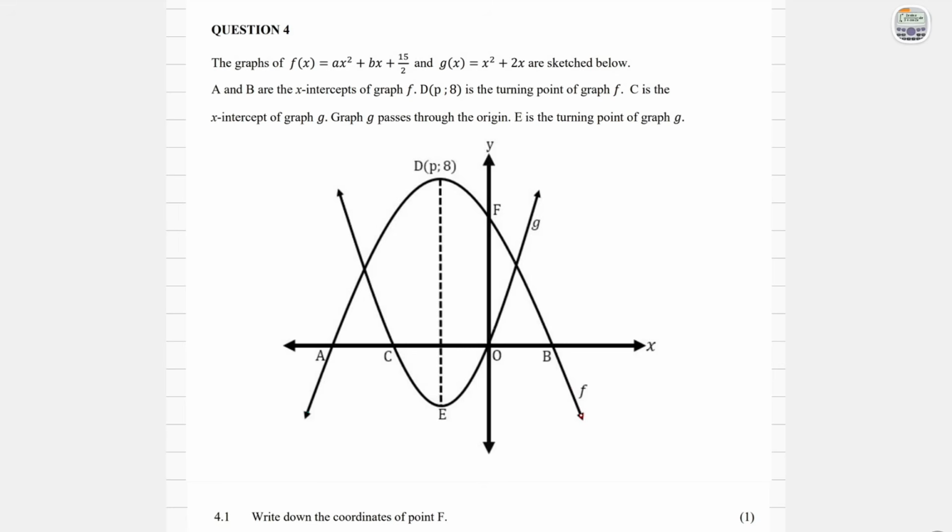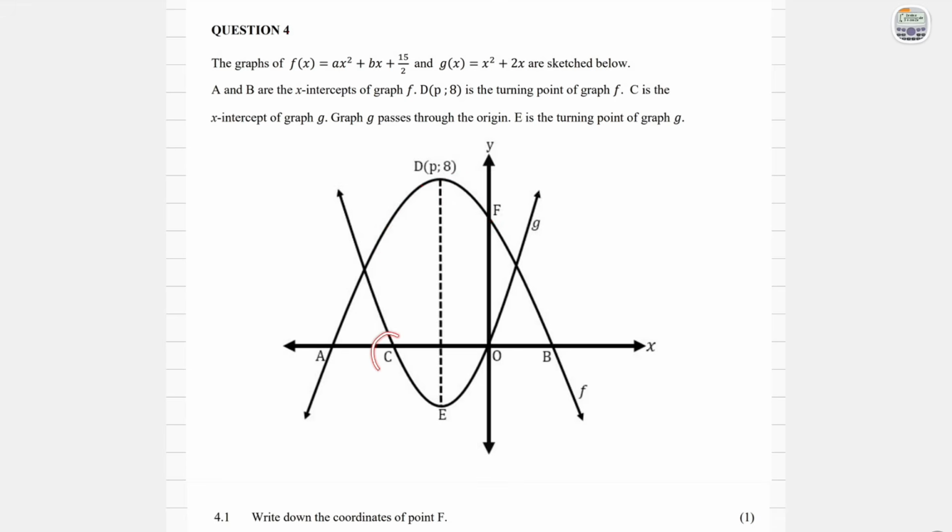Question 4 says the graphs of f of x, which is equal to ax squared plus bx plus 15 over 2, and g of x, which is another parabola that we have, but it's concave up, and that is x squared plus 2x. So we have the full equation of that. And these are sketched below. A and B are the x-intercepts of f, and we have D, which is P, 8, and that is the turning point of the graph of f.